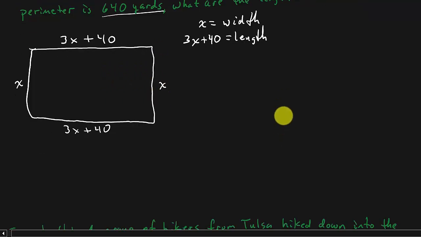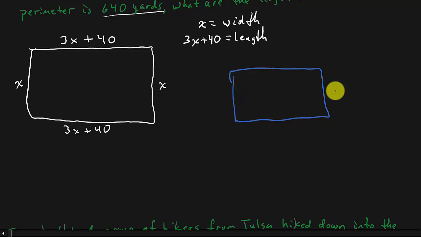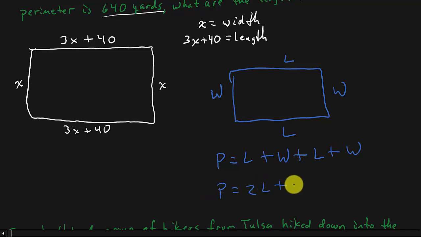Now, let's just come over here to the side, and let's say that we have a rectangle. And let's just call this the length and this the width. So that's the width and that's the length. Remember, the perimeter is all the way around, right? So the perimeter is the length plus this width plus this length plus this width. And then if I combine like terms, that's twice the length plus twice the width. That's the perimeter. So there's your formula for perimeter.